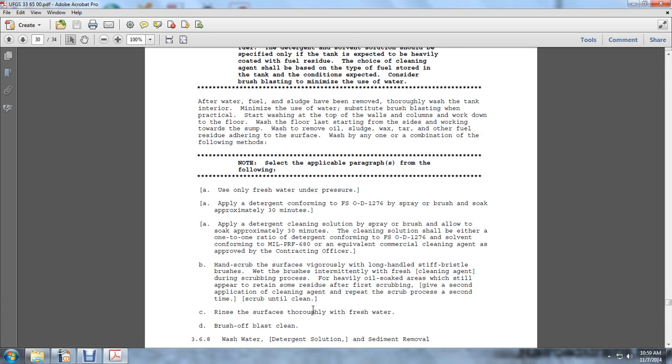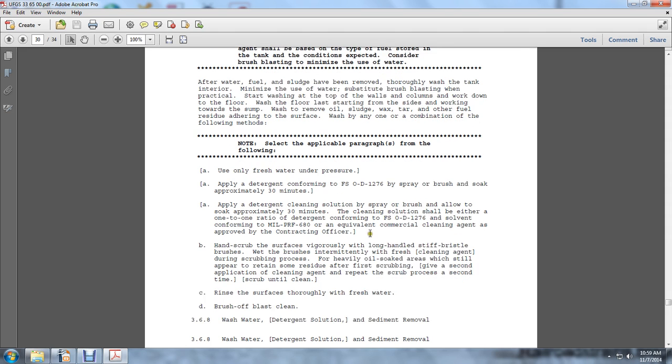D. Hand scrub surfaces. Use long handle stiff brushes. Rinse the brushes intermittently with fresh cleaning agents during the scrubbing process. For heavily oil soaked areas, retain the residue of the first scrubbing and give a second application of cleaning agent, repeating the scrub process a second time. Scrub until clean. Rinse the surface with fresh water. Brush off the blasting.